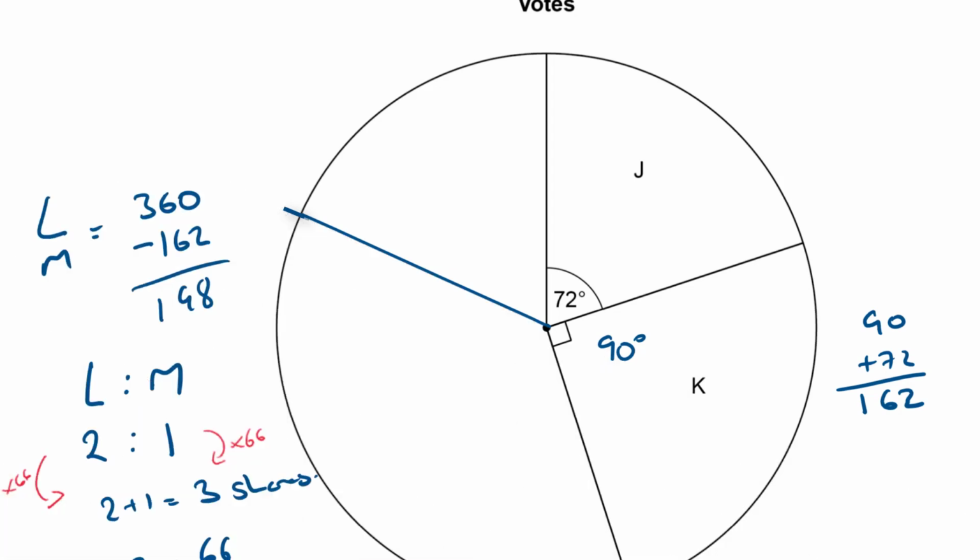So that's going to be my 66-degree angle in there, representing M, and L is going to be this bigger part here, which should be, and you probably want to check that that's also the case, 132 degrees in there. Okay, and that completes your pie chart.